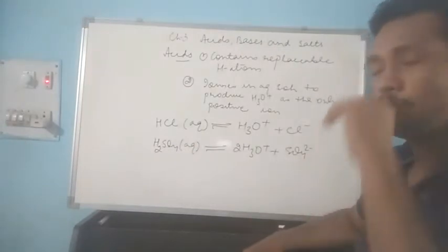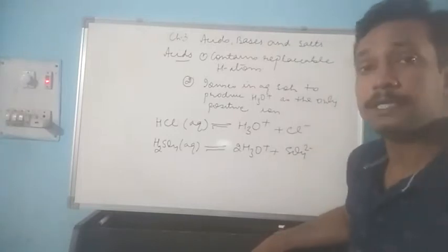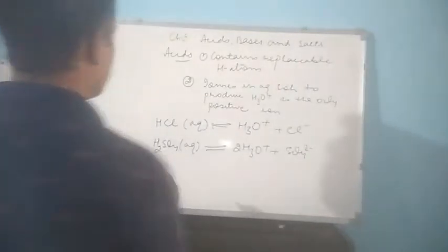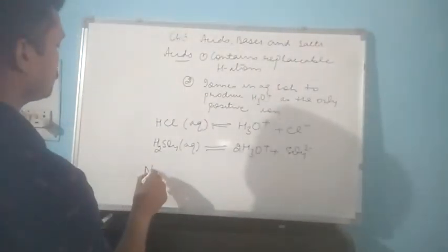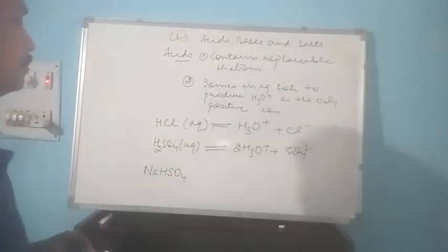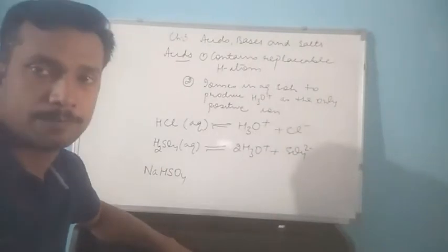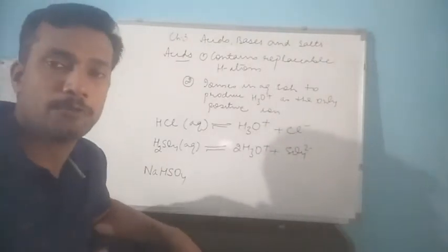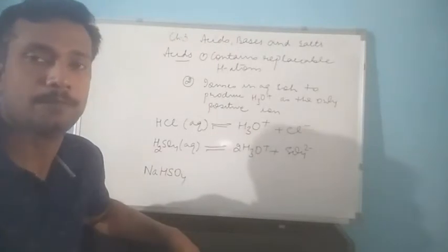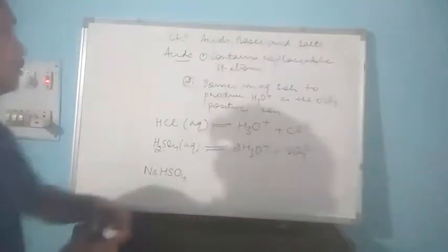Now let us take one more compound to find whether it is an acid or not. So we are taking sodium hydrogen sulfate, NaHSO4. Sodium hydrogen sulfate is an acid salt and has all the properties of acid. That is, it may also turn blue litmus into red. But it is not an acid. The reason you will come to know.